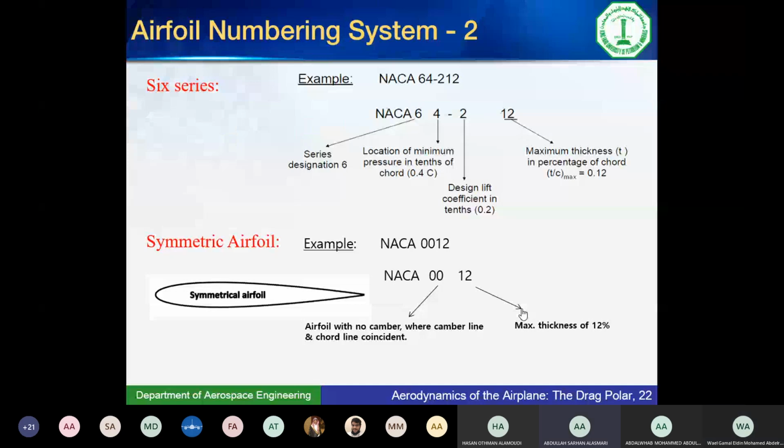Can you repeat the question, Doctor? The question is: in the 6 series family, the second digit means the location of the minimum pressure. So my question to you was, why is it important to know that the minimum pressure of this airfoil, for example, is at 40% of the chord? This 4 says it's 40% of the chord. So the minimum pressure will be, let's say, here. Why would that be important?